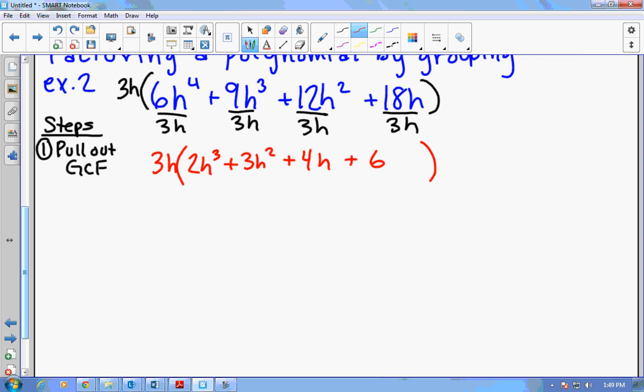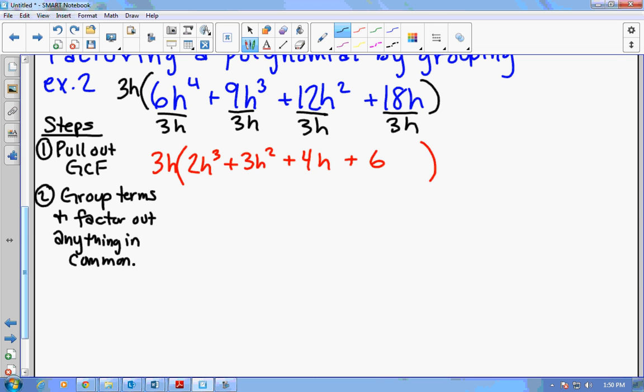Okay? Now, we can go and factor. But we're used to factoring when we have a trinomial. So there's a trick to factoring when there are 4 terms. After 3 terms, it's called a polynomial: monomial 1 term, binomial 2, trinomial 3. After that, it's a polynomial. So what we're going to do is group the terms. Group terms and factor out anything in common. Essentially, we're finding a second GCF.